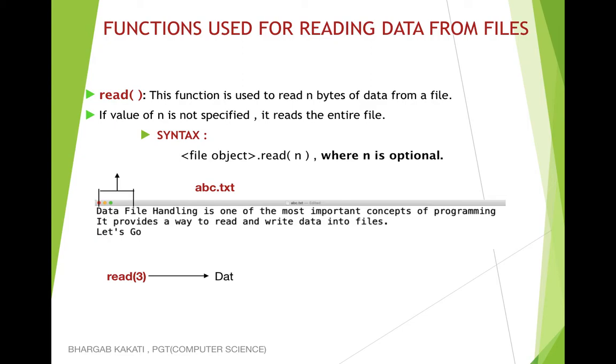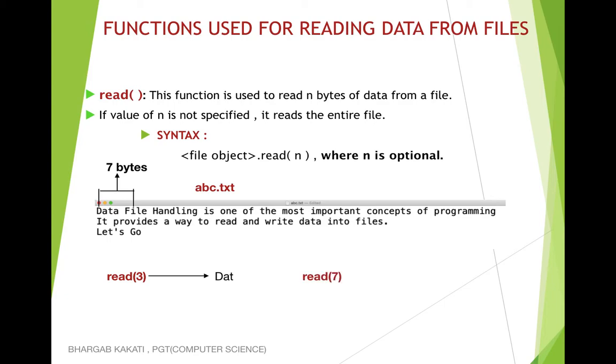Similarly, if I want to extract the first 7 bytes, you can just count the number of bytes from D to I. You can see that DATA is 4 bytes, then the space will take 1 byte, that is 5 bytes, then F will take another byte, that is the 6th byte, and I will take another 1 byte, that is the 7th byte. Okay, so here we are reading 7 bytes of data.